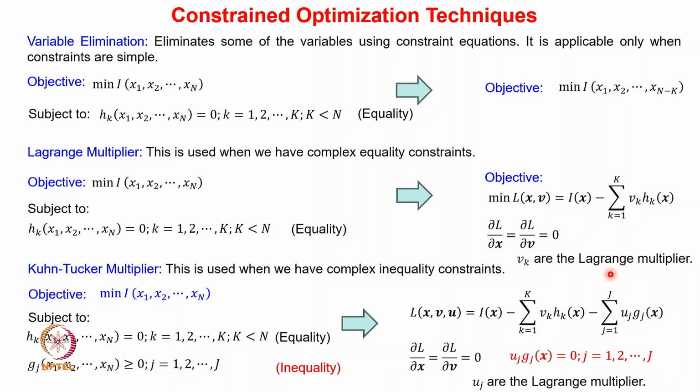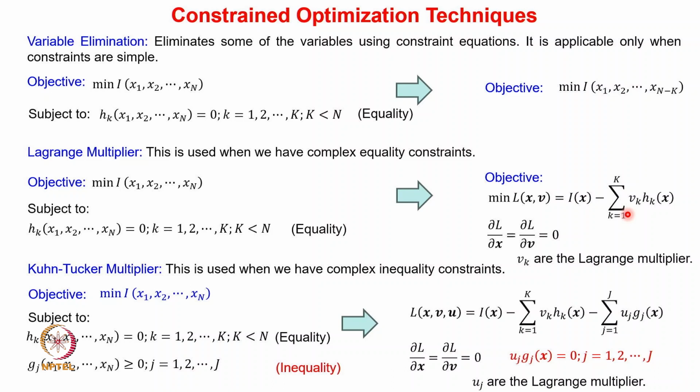how much change in the objective function takes place when there is a change in the constraint, and that ratio is defined as V. So V1, V2, V3, Vk, all these Lagrange multipliers are with respect to different constraints H1, H2, H3, all the way to Hk. So V1 in this case will be nothing but dou I by dou H1, that is V1.